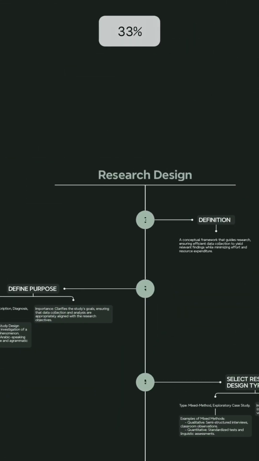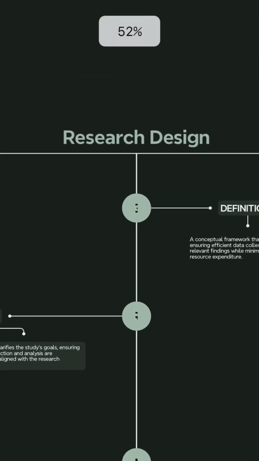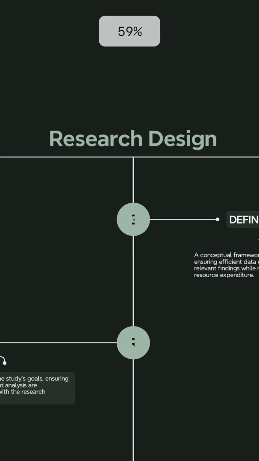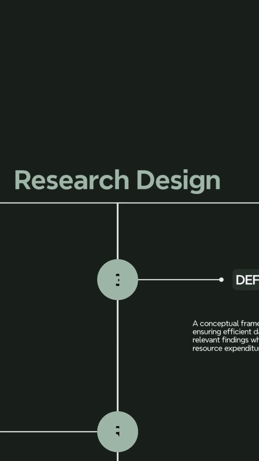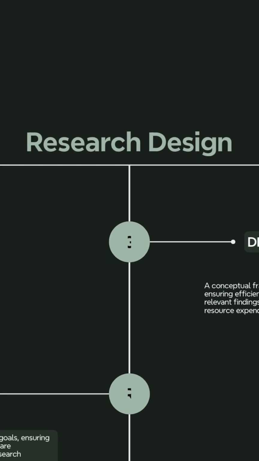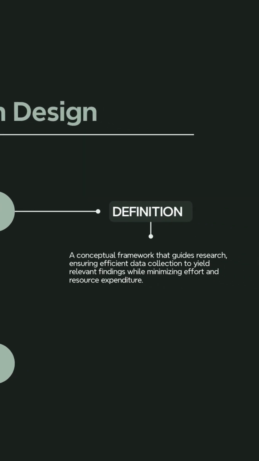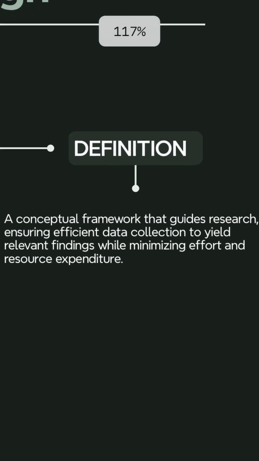Okay, so after formulating the hypotheses and everything, now the researcher can actually start making the research design. And the research design is basically the plan the researcher is going to follow to achieve the goals of his research. Now let's take a look at the definition. So it's a conceptual framework that guides research.